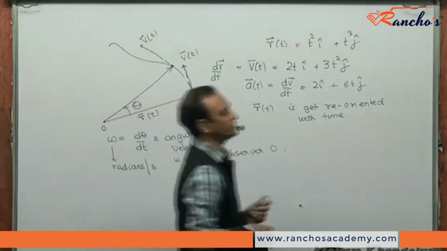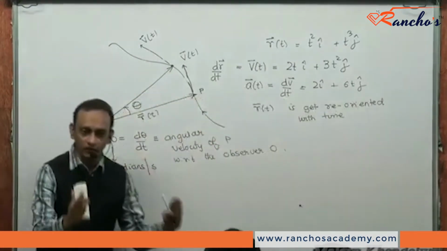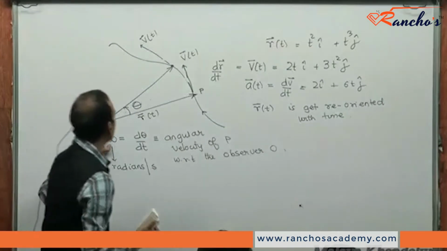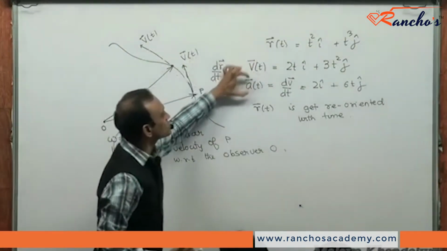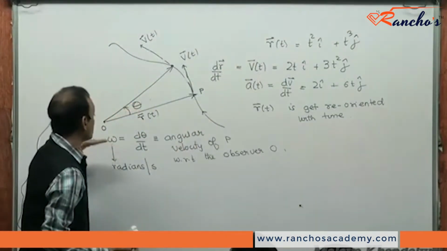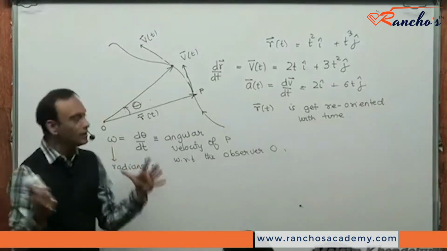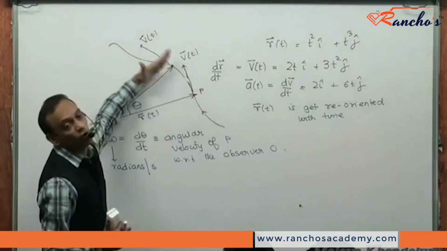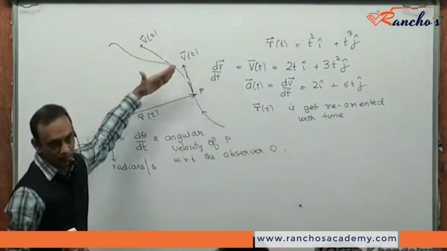One thing that I need to tell you is, so far so good. Do you understand where I'm trying to take you? I'm trying to take you to the notion of angular velocity. Given that we already understand what linear velocity and linear acceleration are, we want to understand what angular velocity is. Angular velocity in principle measures how the position vector is getting reoriented with time.